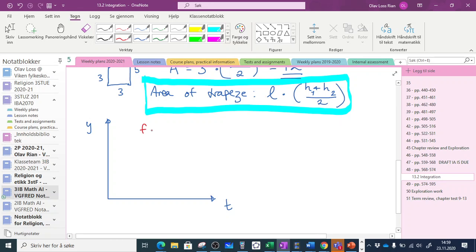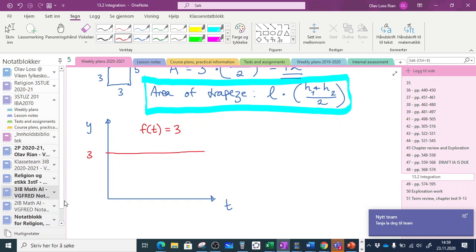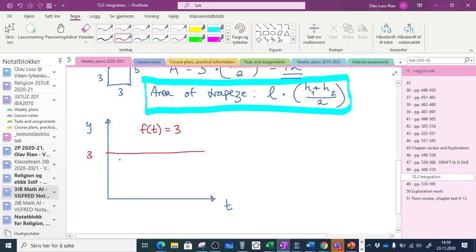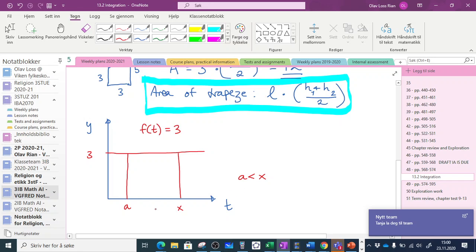Now, the function that we're going to draw is called f of the variable t, and the expression for the function is 3. So for any value of t, the function has the value 3. And we are asked to consider the area under the graph, starting with t equal to a and up to t equal to x. We don't know what a and x are. They obviously stand for numbers potentially, but we do know that a is smaller than x, so it's to the left of x.